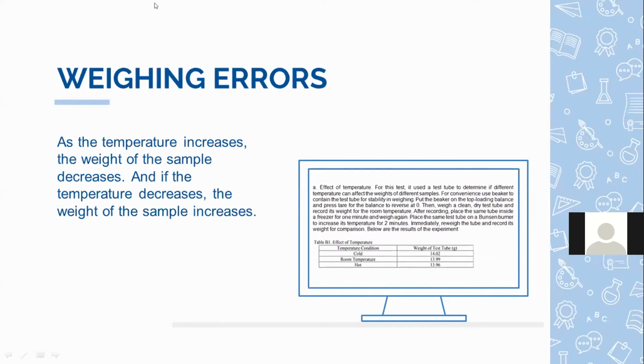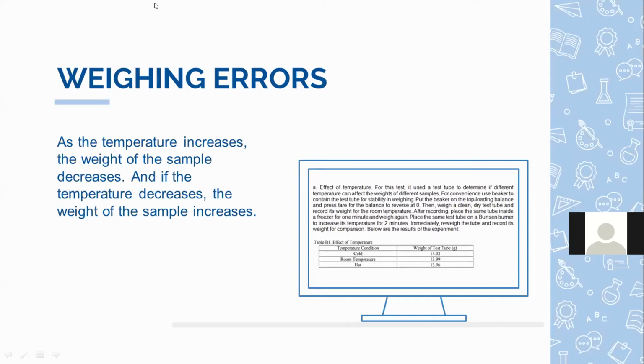So number 4 is the weighing errors. First is the effect of temperature. For this test, a test tube is used to determine if different temperatures can affect the weights of different samples. So basically, titingnan lang natin kung yung temperature ba ay may effect doon sa weight ng ating samples.